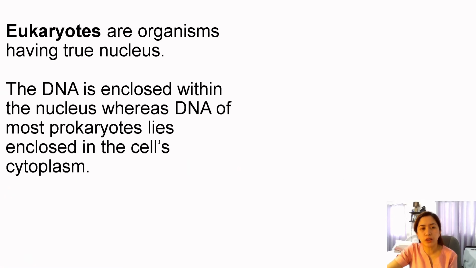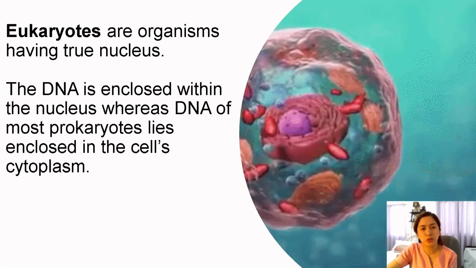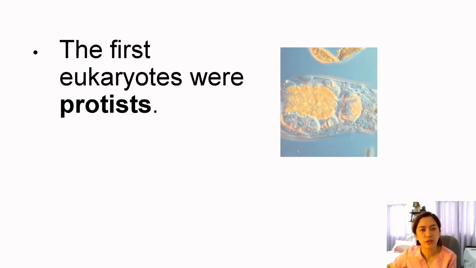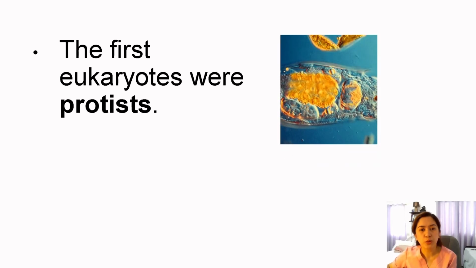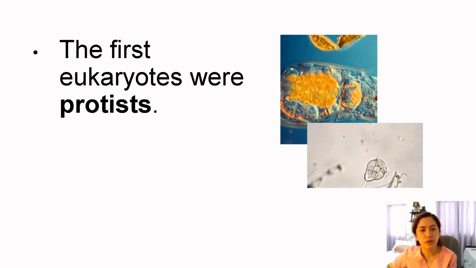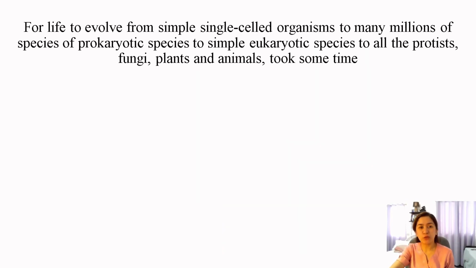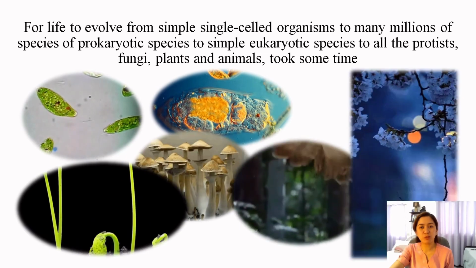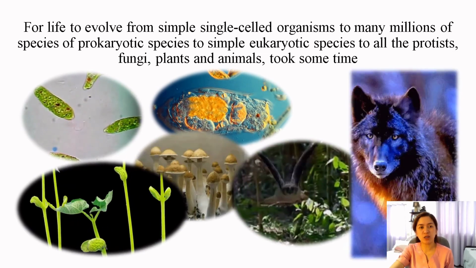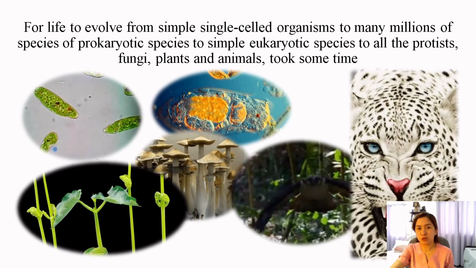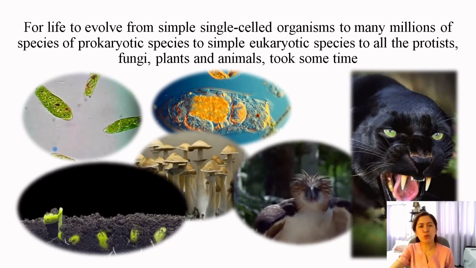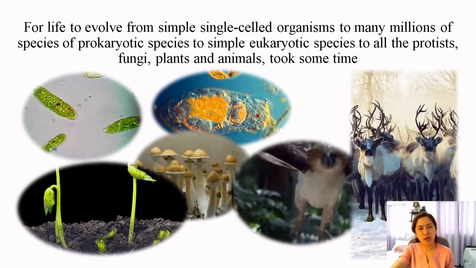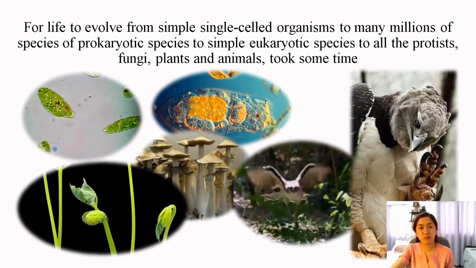Eukaryotes are organisms having a true nucleus. DNA is enclosed within the nucleus, whereas DNA of most prokaryotes lies free in the cell. The first prokaryotes were protists. For life to evolve from simple single-celled organisms to many millions of prokaryotic species, to simple eukaryotic species, to all protists, fungi, plants, and animals, took some time.